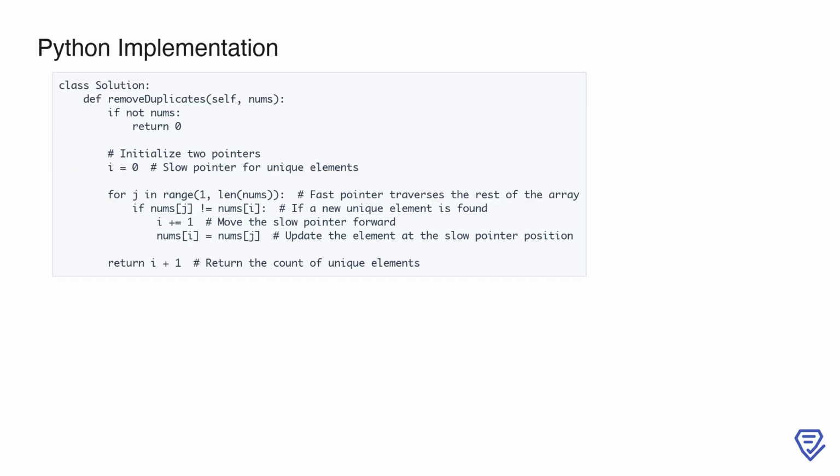This Python implementation solves LeetCode problem number 26, remove duplicates from sorted array, using the two-pointer technique. The function begins by handling the edge case where the input list is empty. If nums is empty, the function immediately returns 0, as there are no elements to process.